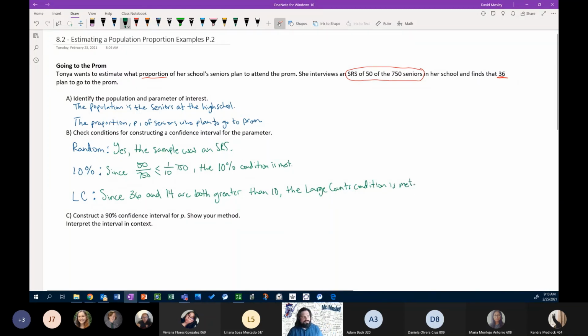Can someone tell me, where did 36 and 14 come from? 36 is the seniors who plan to go to the prom, and 14 is what you get when you subtract 36 from 50. Right, the ones that aren't planning to go. And so success is the 36, failure is 14. Both of those are greater than 10. We're good on large counts. Okay. Excellent. So now we can continue.